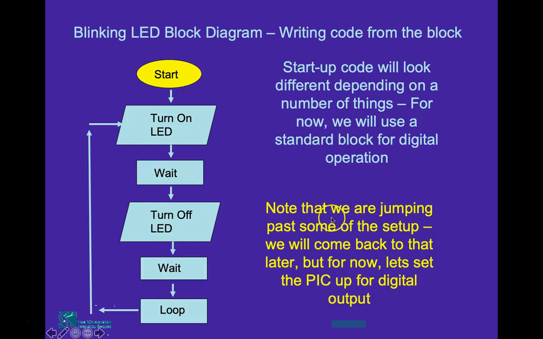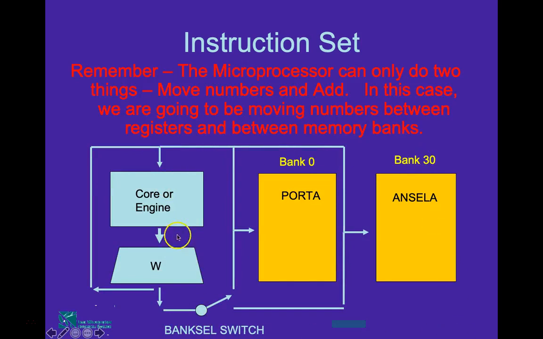Now here, note that we are jumping past some of the setup. We are not directly going to go to this turn on LED block. I'm going to show you something else and then we will come back to this block diagram. This you have already seen in the last lecture: the core or engine, and then the working register, and then bank 0. In the microprocessor which we are using, there are around 32 banks, and through this bank select switch, you can select the banks.